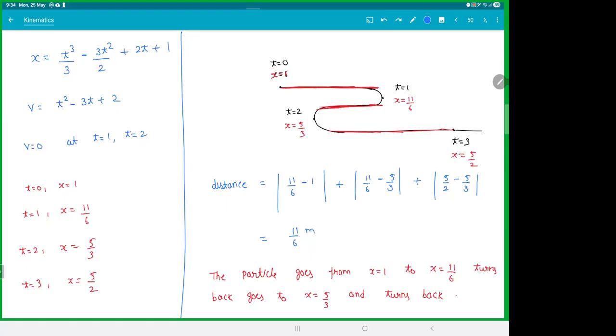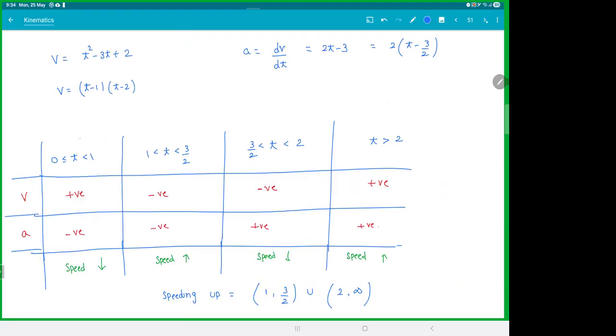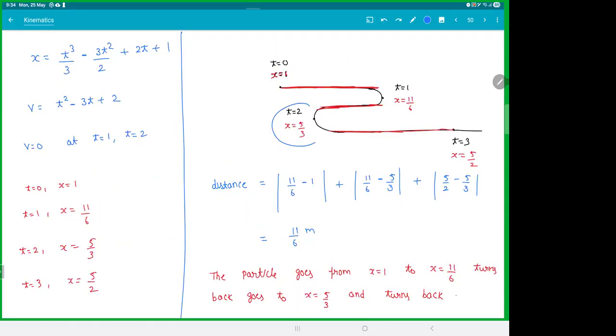Yeah, but mathematically you have to check, so then we can clearly see, right? Velocity from 0 to 1 was positive, suddenly from 1 to 3 by 2 it became negative, 1 to 2. So it is traveling backward from 1 to 2, till where? Till 5 by 3, and then again it turns and then it goes ahead.